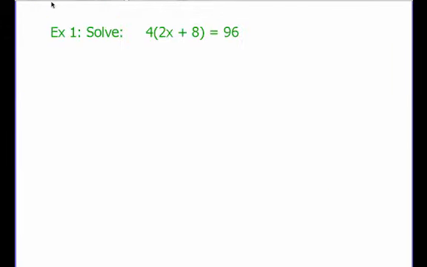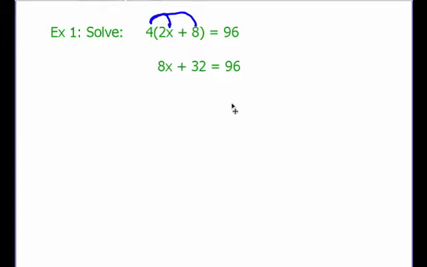So let's take a look at an example of this. We're going to be solving this equation right here, 4 times 2x plus 8 equals 96. So my first step is going to be to use the distributive property and do 4 times 2x and 4 times 8. 4 times 2x gives me 8x, and 4 times 8 gives me 32.